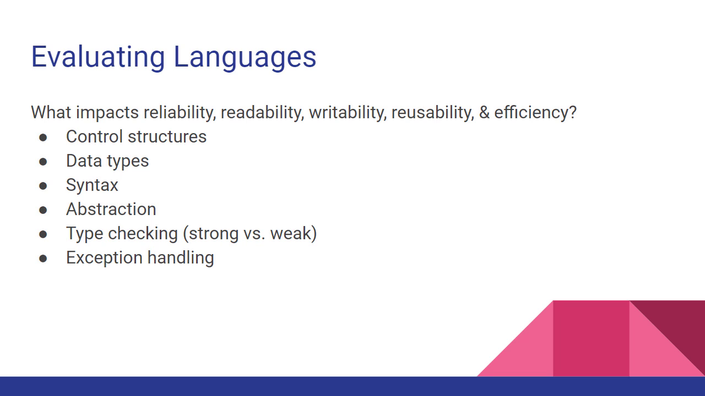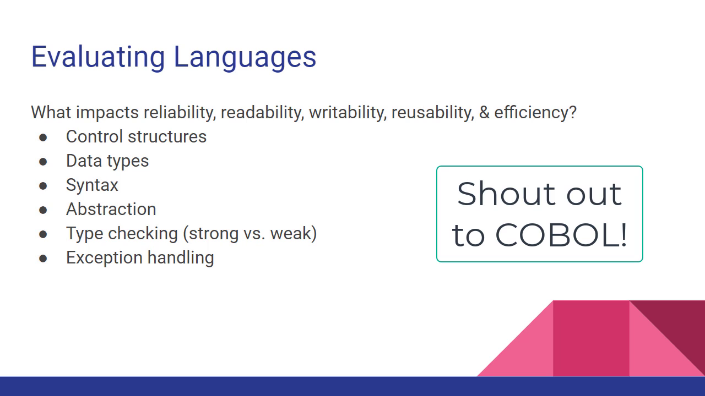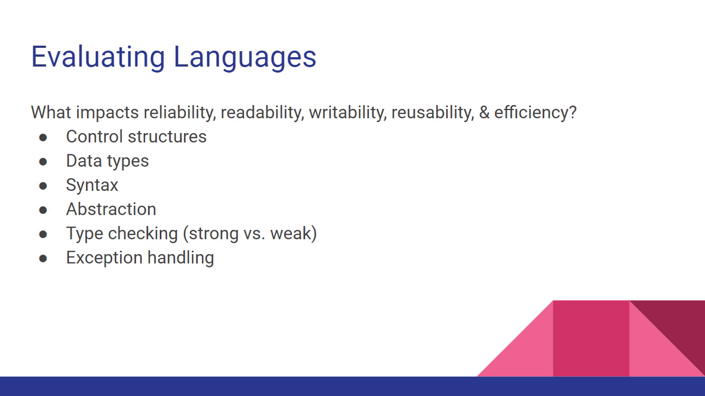So when we talk about reliability, readability, writability, reusability, efficiency, what sort of things impact those considerations? Well, the first would be control structures. That would be things like loops, conditional statements like a switch, and so forth. Those can definitely have a big impact on how we evaluate the language. Data types, the same thing. For example, a language that has an actual money data type is going to be much better for banking applications than a language that doesn't have a built-in type that forces you to use integers or even worse floats to represent money. Different types of syntax certainly can lead itself to improved readability and writability, but also reusability and in some cases reliability because you can have syntax that enforces practices that are safer and more reliable.